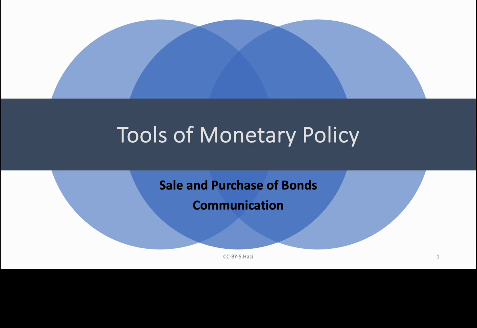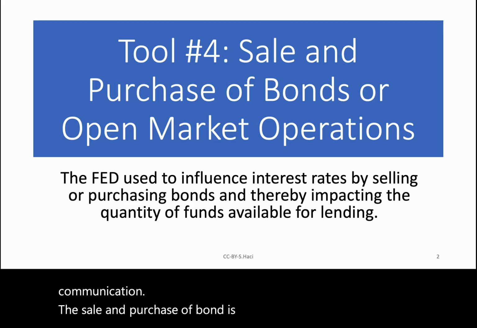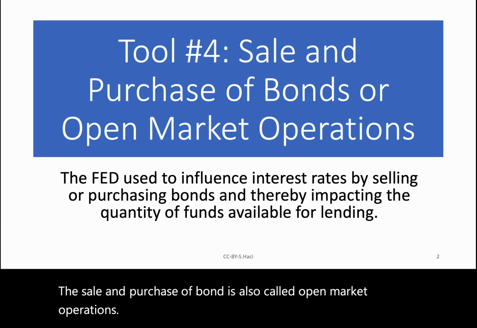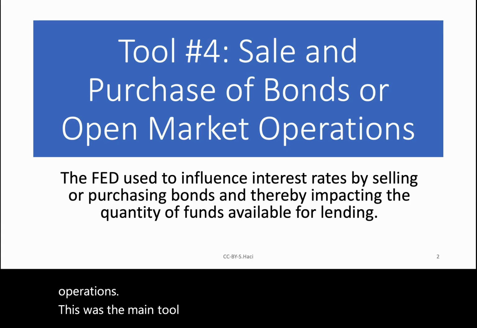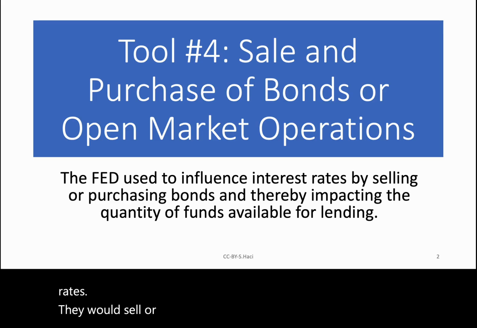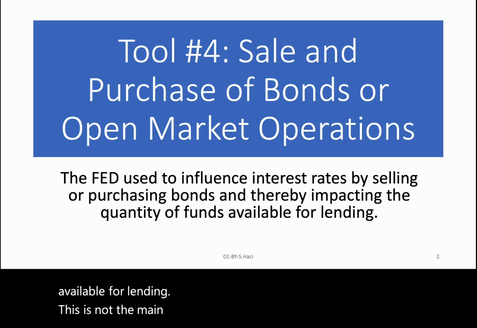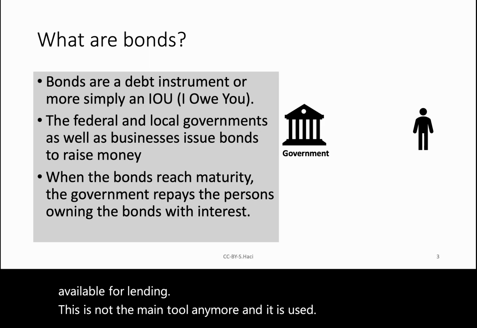Tools of monetary policy: sale and purchase of bonds, and communication. The sale and purchase of bonds is also called open market operations. This was the main tool that the Fed used to influence the interest rates. They would sell or purchase bonds to impact the quantity of funds available for lending. This is not the main tool anymore, and it is used a lot less than before.